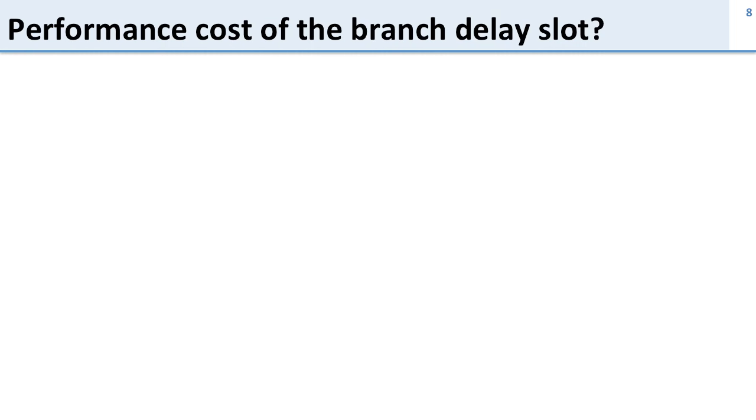So what is the performance of having this branch delay slot? How much does this really hurt us? Well, so for every branch, we're going to use 1 extra cycle.